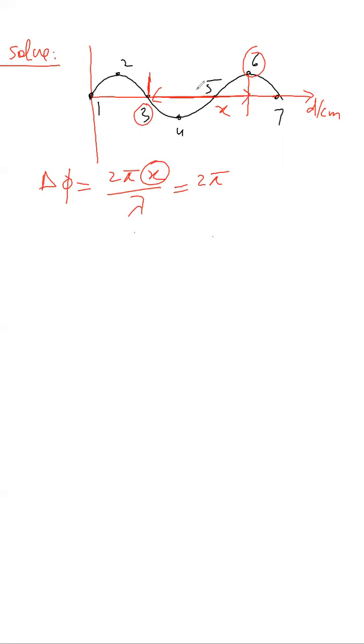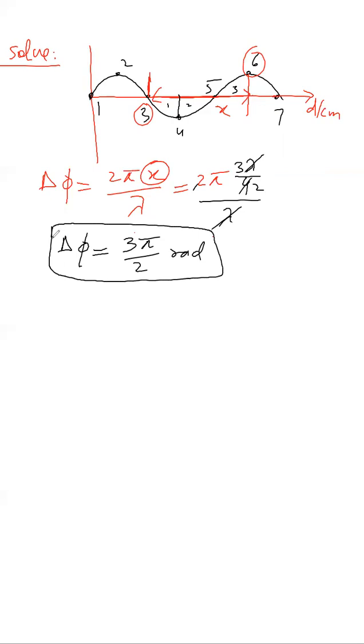So in terms of lambda, it is like 1, 2, 3. So this is 3/4 actually. So 3 lambda by 4, and then lambda is lambda. Lambda will be cancelled away. The 2 and the 4 reduce, so the delta phi would be 3 pi by 2 radian. So this is the phase difference between particles 3 and 6. If your answer is correct, that's good, you got the concept. If it is incorrect, you have to look from where you have done wrong.